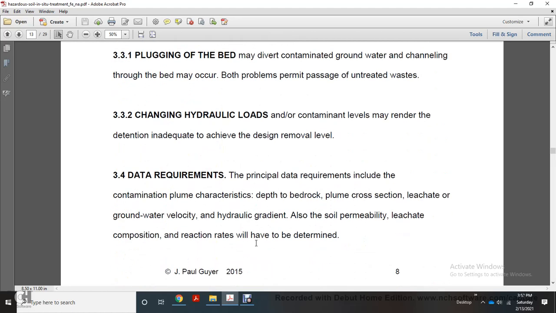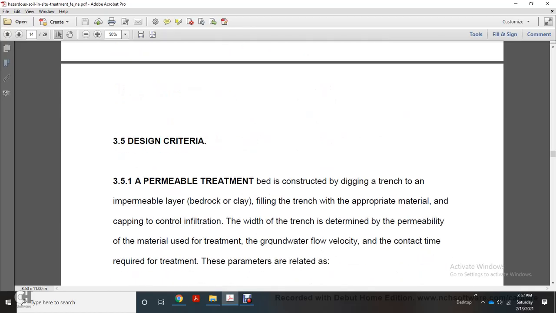Data requirements. Principal data requirements include contamination plume characteristics, depth of the bedrock, plume cross-section, leachate, groundwater velocity, hydraulic gradient, soil, permeability, leachate composition, and reaction rates, which have to be determined.